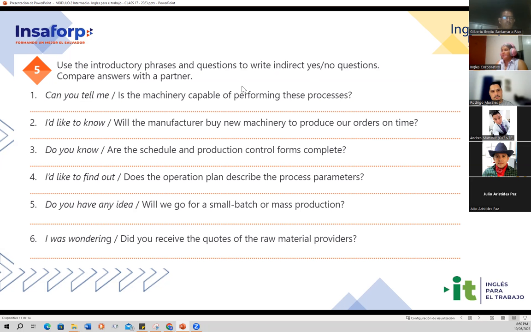Compare answers with partners. Okay, I will give you, let me see, 2 minutes for each one, 12 minutes from now to do it. And then I will ask you one by one. Do it in your notebook, or you can do it on the computer if you want.